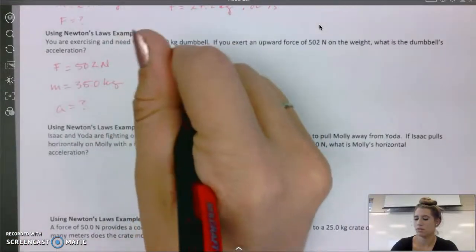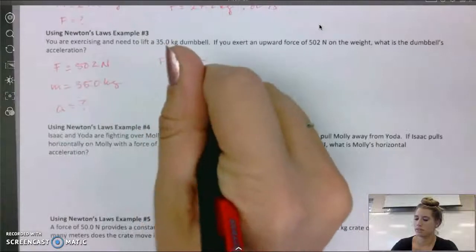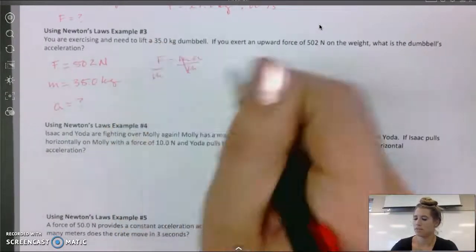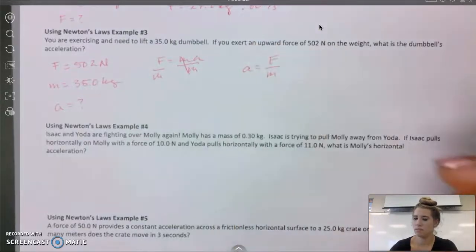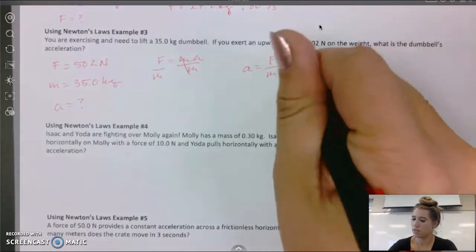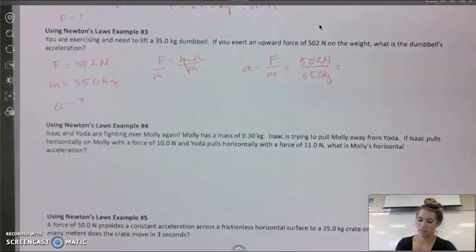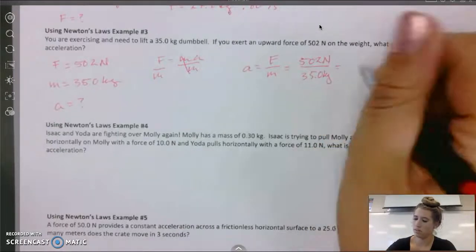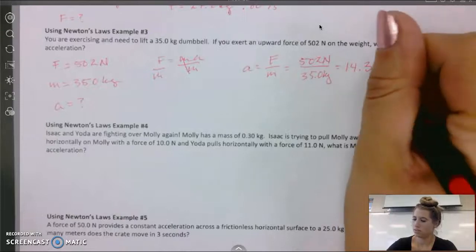So force is equal to mass times acceleration. So divide by mass to get acceleration by itself. So acceleration is equal to force divided by mass, so that would be 502 newtons divided by 35 kilograms. We have 3 sig figs, 3 sig figs, so our answer is going to be 3 sig figs.